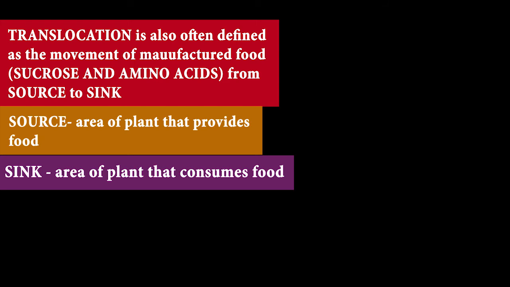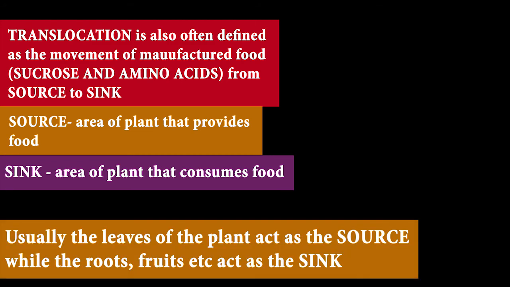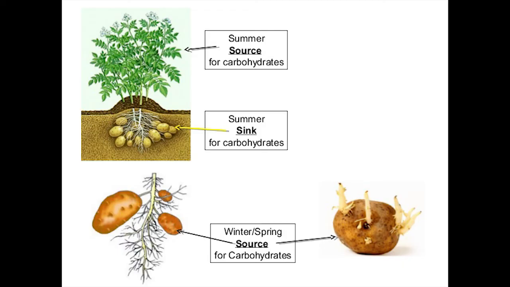The source refers to where the food is synthesized or stored, while the sink refers to the areas in the plant where the food is consumed. Most of the time, the leaves act as the source, while the other tissues of the plant act as the sink. However, at other times, depending on the season, this might change. For example, in spring, the leaves are actively photosynthesizing and they act as the source, while the storage organs such as the fruits and roots act as the sink.